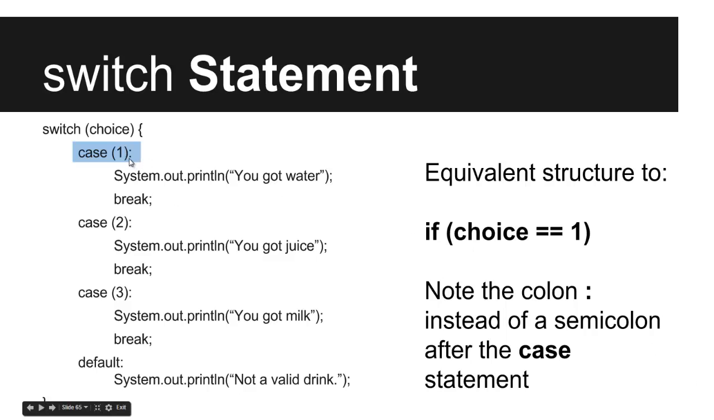The thing I want you to note here, first, is that that's an equivalent structure to an else-if block. The other thing I want you to note is this colon right here. It's not a semicolon, it's a regular colon. The reason is that it's a special type of label, which we're not going to talk about at all this semester, but if you choose to become a professional Java developer, you probably should know about it.